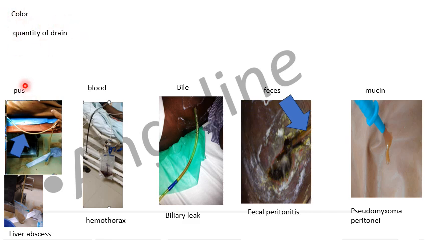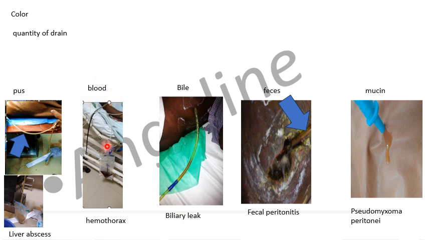Coming to color, you can have frank pus. You can see this pus. This is peritonitis, frank pus. You can see this is a liver abscess which has ruptured into the peritoneum, and there is peritonitis. And you can also see the amount. It is about a liter. You know this patient is in severe sepsis by just looking at the drain, let alone looking at the vitals and the other markers for sepsis.